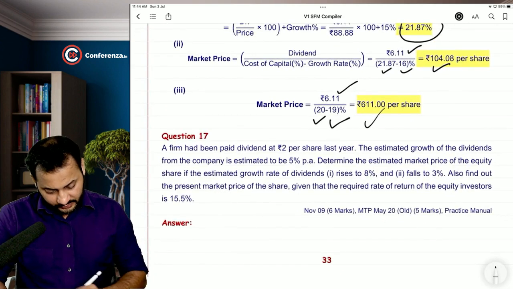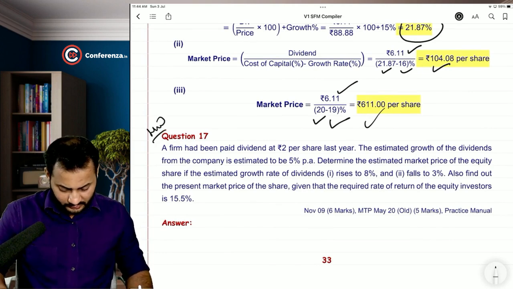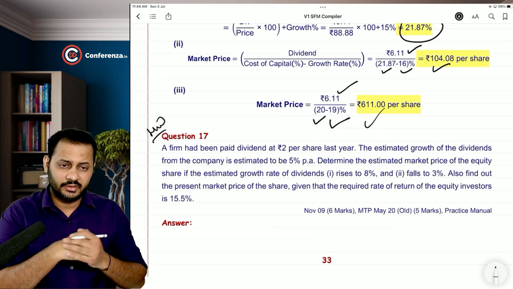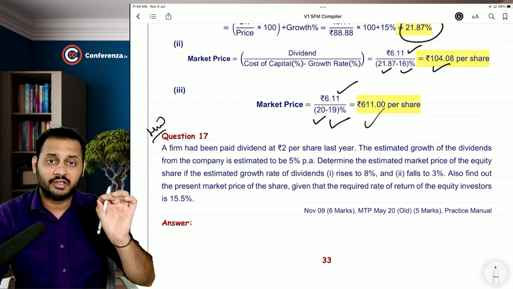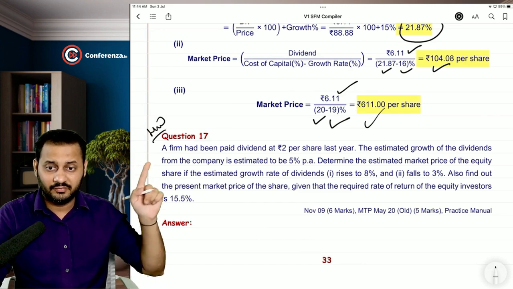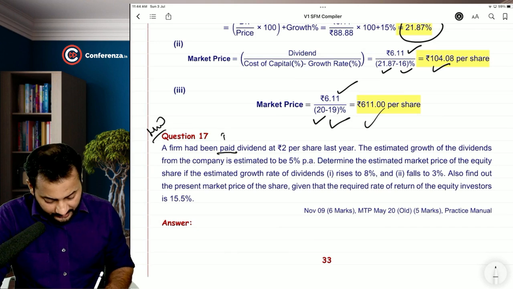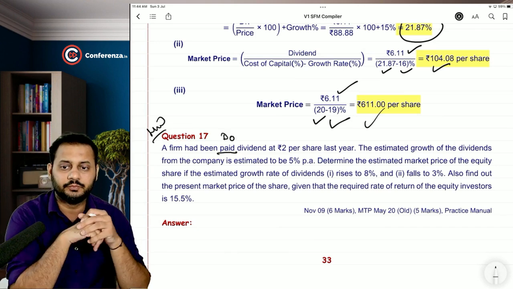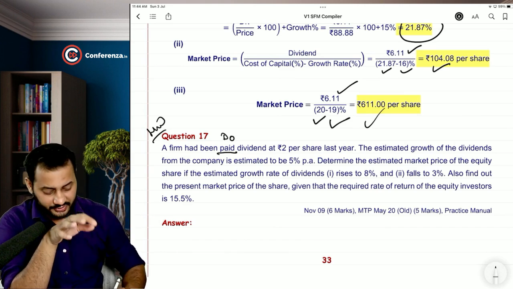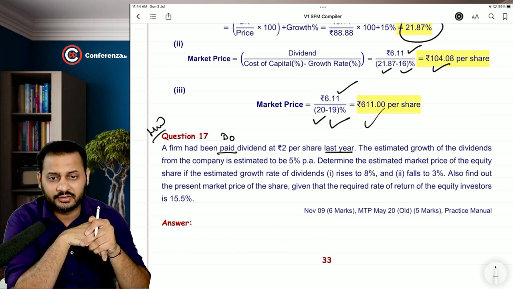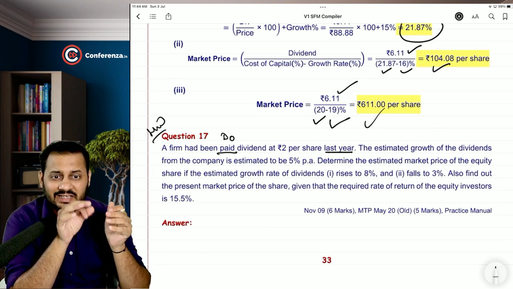Okay, I'm giving this question to you as homework. Why, I will tell you. Let me just explain a few things in that, and I will also tell you what are the things to underline. A firm had paid a dividend. Underline the word paid and write D0 above it, because it is clearly written that it was paid last year. Underline the words last year. That means whatever is given to you as rupees 2 is D0.